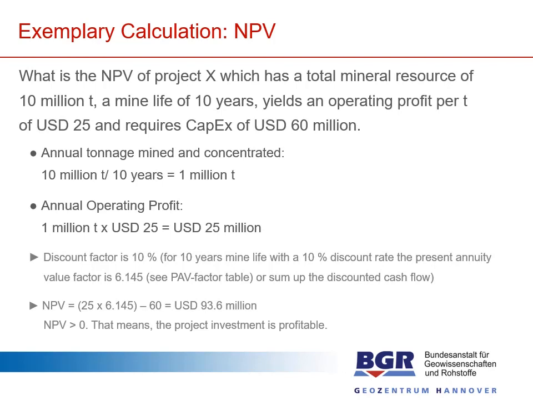So the project has a positive NPV. It would be feasible to invest in this project, and well, a net present value of 93 million over 10 years of mine life, and a relatively low investment of 60 million, seems to be quite positive for this example.